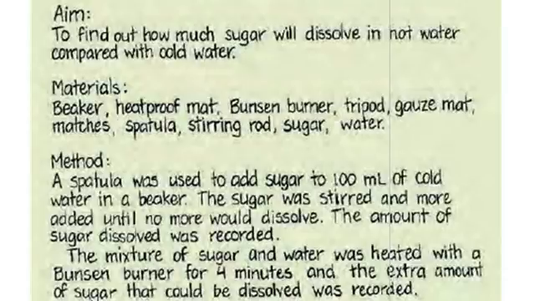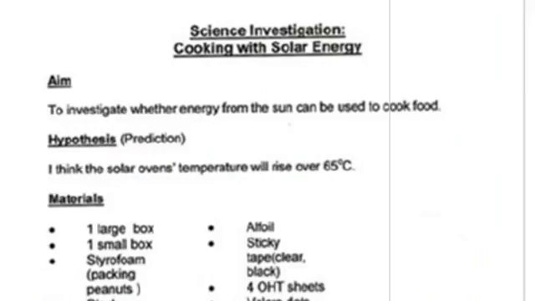I've got a year 9 report, I think this was, which hasn't photocopied very well, but here we go. We've got a scientific investigation, cooking with solar energy. Again, I've taken the name of the student off, and the date. Their aim was to investigate whether energy from the sun can be used to cook food.